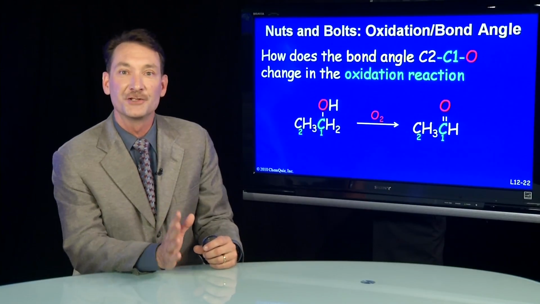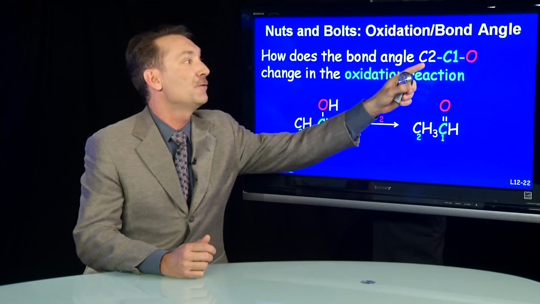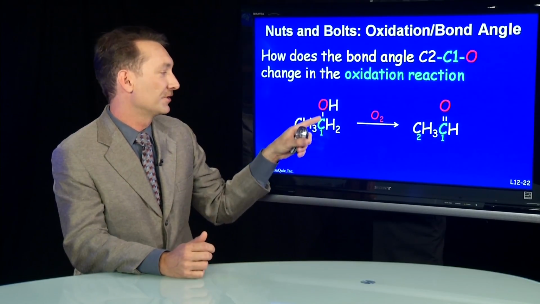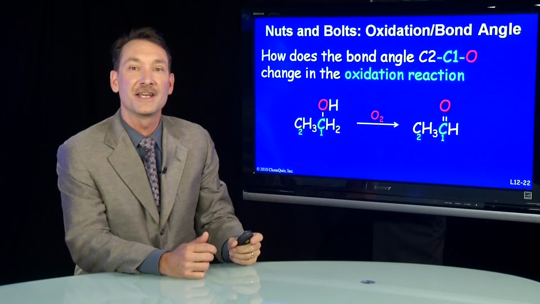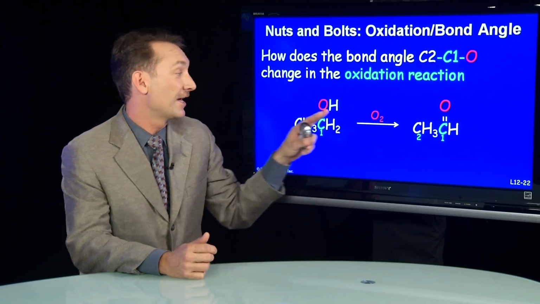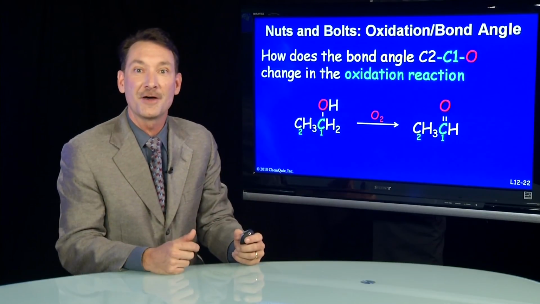Let's look at some bond angles in two different molecules. How does the bond angle, that is the C1-C2-oxygen bond angle, carbon 1, carbon 2, oxygen, so this bond angle here, how does that change during this oxidation reaction? Well, looking at it here, it looks like those angles are both 90 degrees, and of course that's just because we've drawn them straight out on paper.